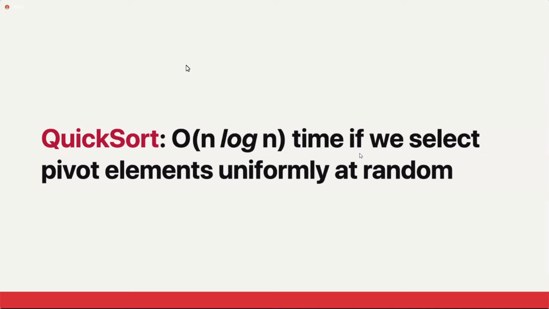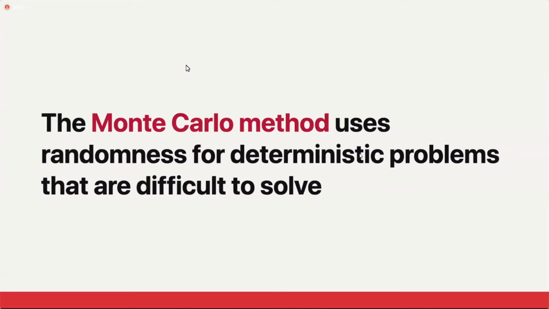And that is a very powerful way of designing algorithms. In fact, there's a category of algorithms called randomized algorithms, and they solve a lot of problems that cannot be solved with deterministic algorithms. Another very good idea in the design of algorithms is the Monte Carlo method. It uses randomness for deterministic problems that are difficult to solve. And it's a general method, a general category of algorithms.